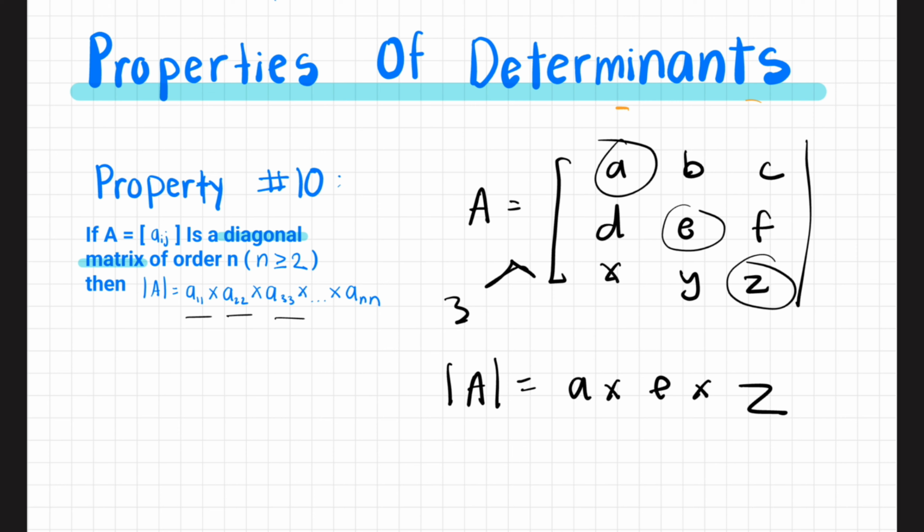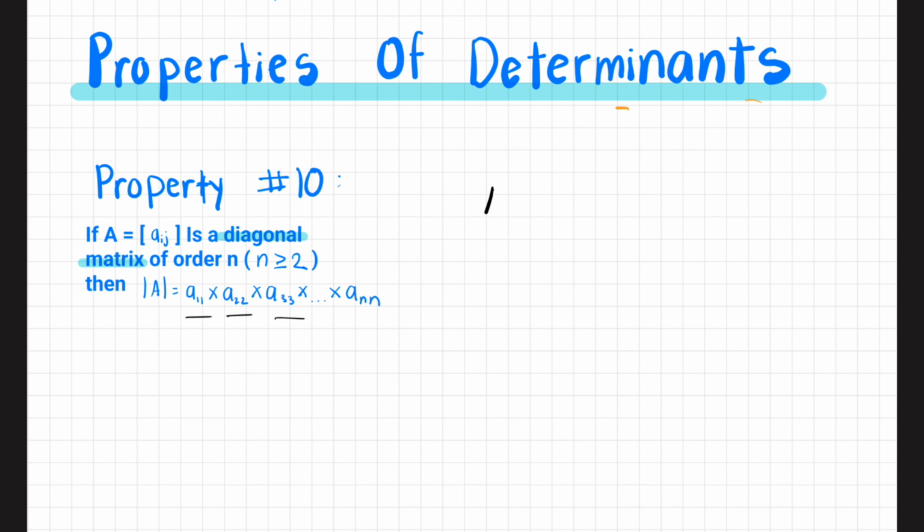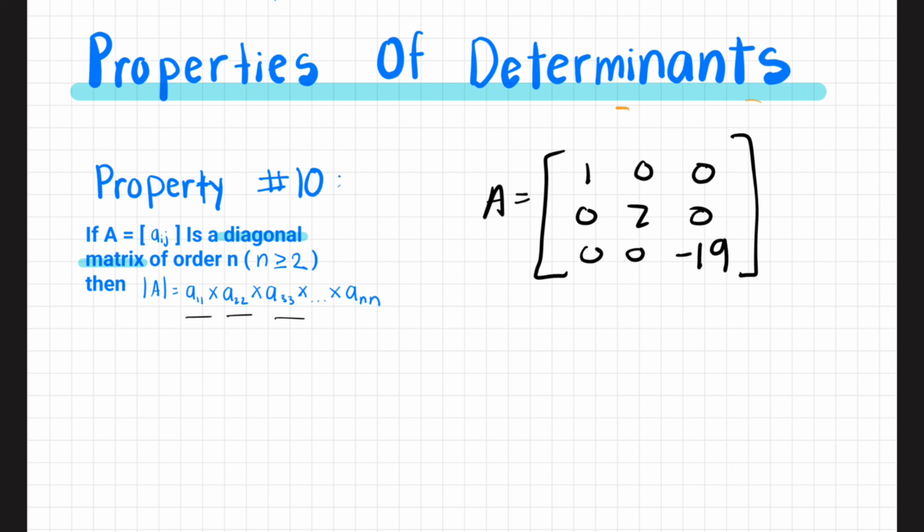Now, this is not a diagonal matrix. It is far from a diagonal matrix. A diagonal matrix is going to be something like this. A diagonal matrix is where you have a matrix and you have 1, 0, 0, 0, 7, 0, 0, 0, negative 19. This is a diagonal matrix.